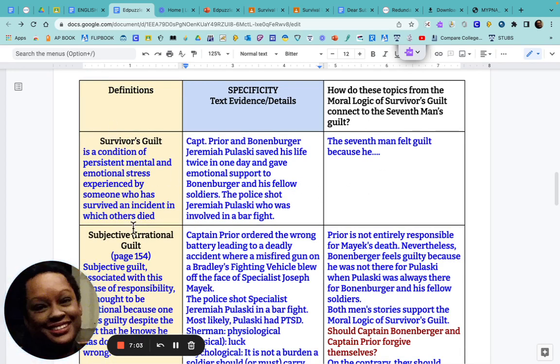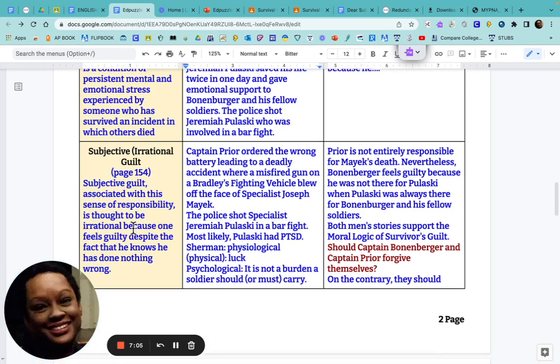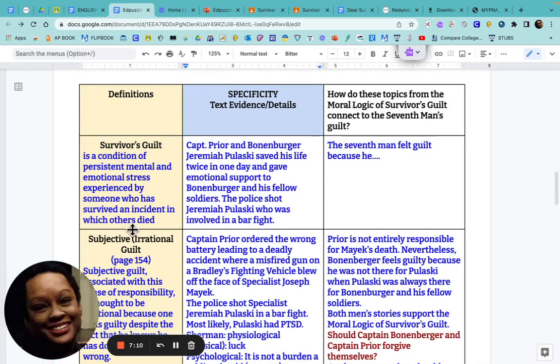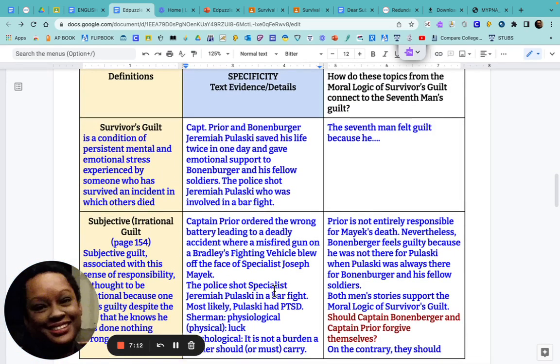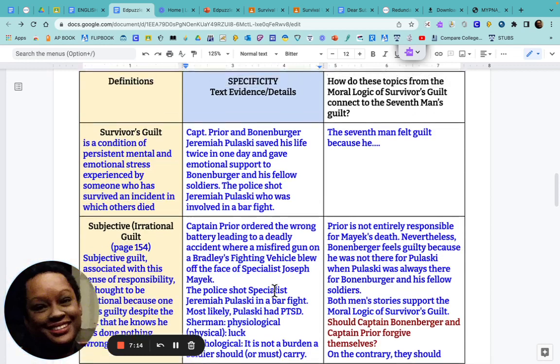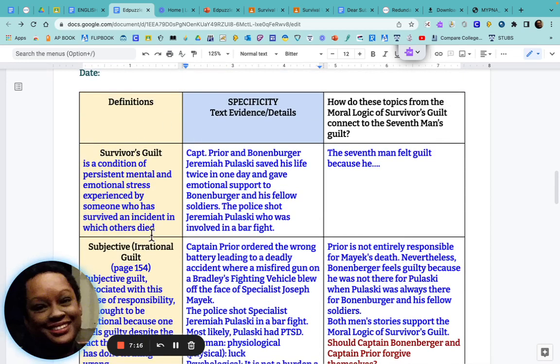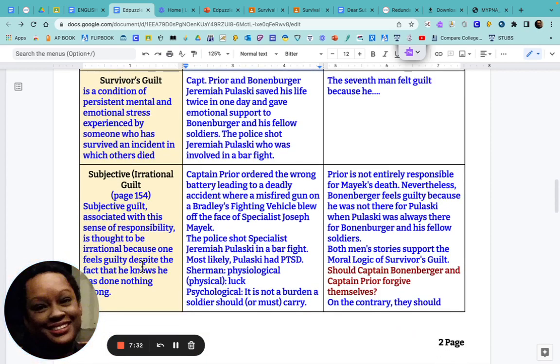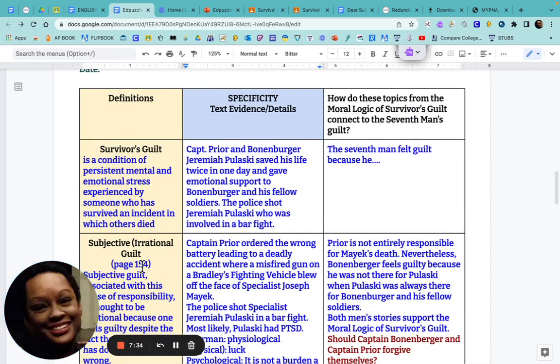Okay, so I defined what survivor's guilt was. I defined what subjective or irrational guilt was. And I gave examples that I discussed in my classroom with my students. And please remember that I am assuming that you know the definition of these terms. If you don't know the definition of these terms, then what I want you to do is what I did: find the page number and put it into your own words.